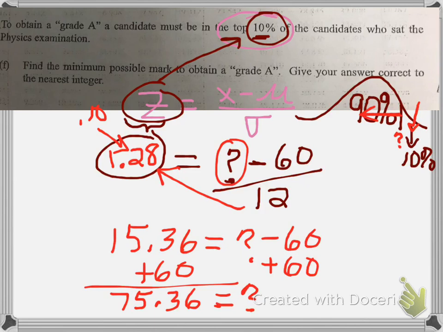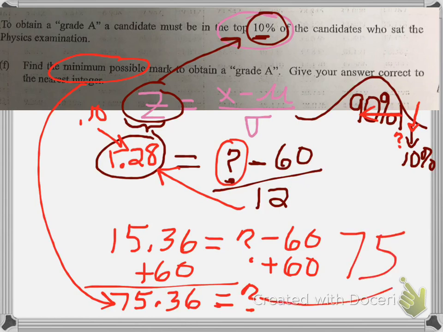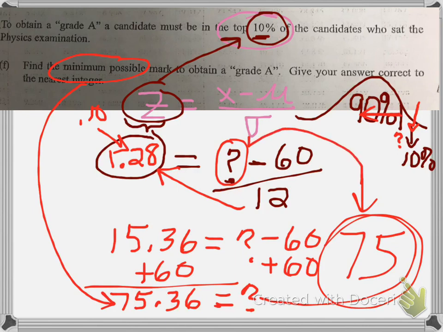All right, so find the minimum possible score. Now it says to the nearest integer, so we would say a score of 75. We would round that to 75. So let's interpret this answer. Someone who scores 75 would have a Z-score of 1.28, which referenced in the table would give you 90% in the lower tail, and the upper tail would be the top 10%.